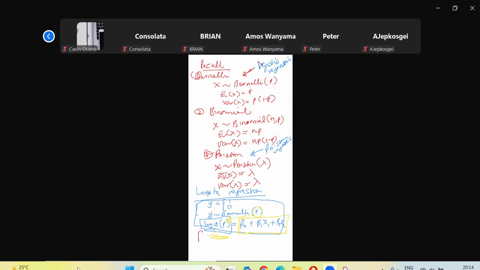For Poisson regression, allow me just to squeeze them here so that you can see them side by side. For Poisson regression, the y is equal to count. Count of whatever. Then y follows Poisson with parameter lambda. Then we don't use logit for Poisson, we use log. So log of lambda is equal to beta naught plus beta 1 x1 plus beta 2 x2.